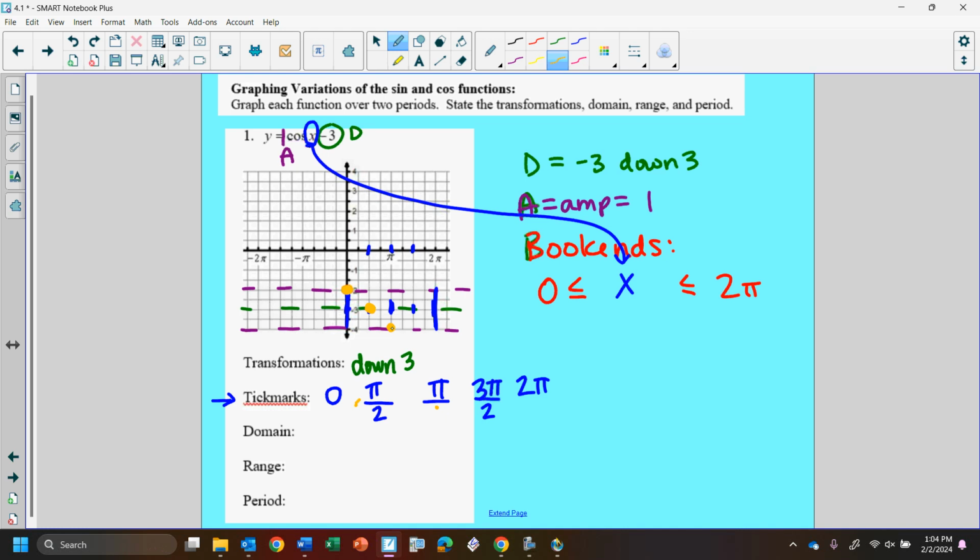Next point should be on the dividing line. Line up with pi over 2. Perfect. And then your final point at 2 pi should go back to the top right corner of that box. Gorgeous, guys.